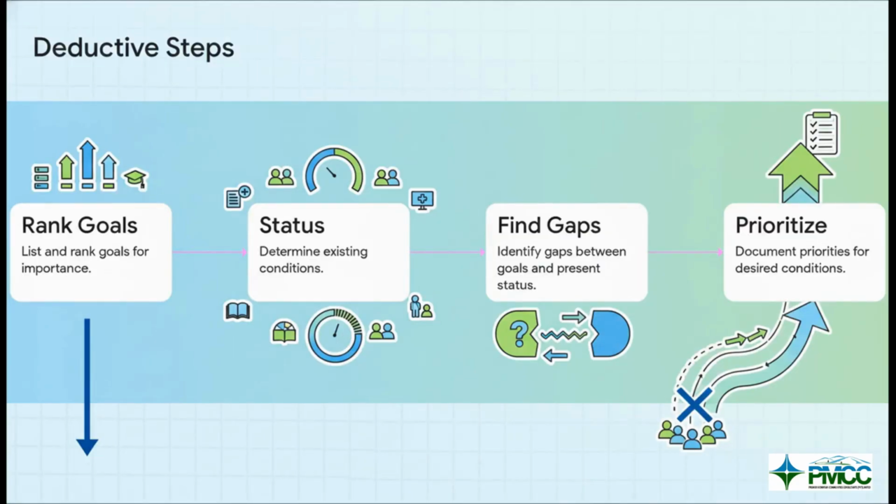Let's break down the deductive approach first. It's a very direct path. Step 1, you list and rank your goals. Sometimes we might use a pre-published set of standard goals for health or education. Step 2, determine the existing conditions. Where are we right now? Step 3, identify the gaps. This is your discrepancy analysis. And Step 4, document your priorities based on those gaps. The big advantage here is that it's a straight line. The downside, well, if you just use standardized goals right out of the gate, you might completely miss a crucial, specific need of the local community.